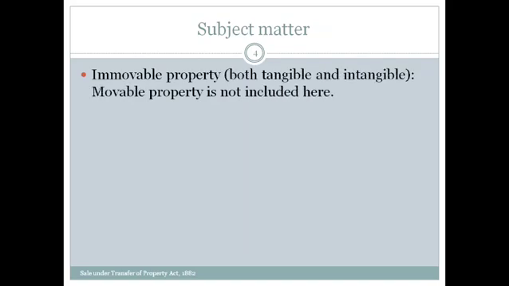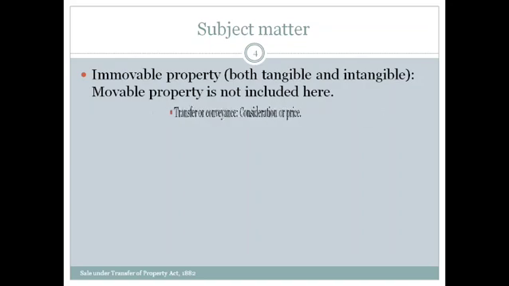The second essential element of sale is the subject matter of the sale. Here, under the Transfer of Property Act 1882, the subject matter of sale shall be immovable property, and movable property is not included here. It may be tangible immovable property such as land, houses, or things attached to the earth, or it may be intangible immovable property like right of ferries or fisheries, etc.